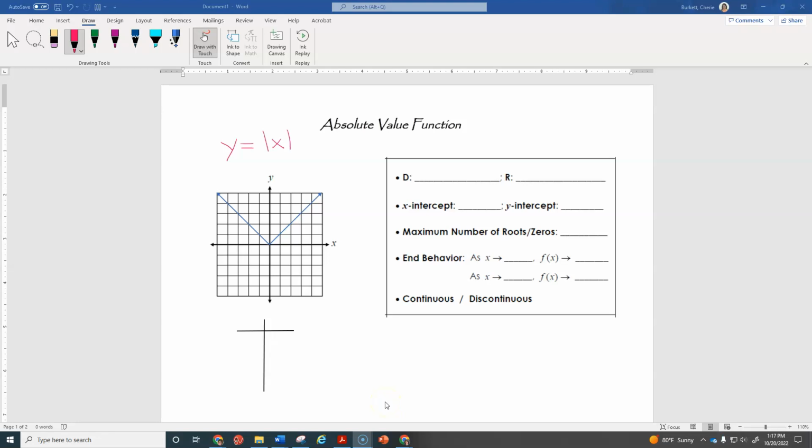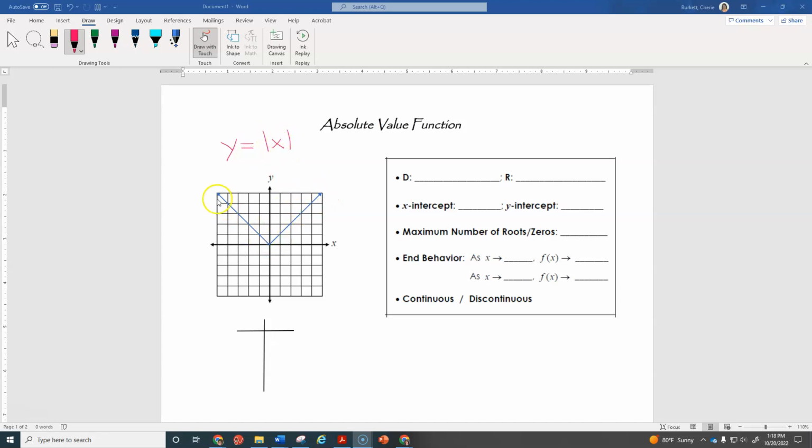We are reviewing these special characteristics about the absolute value function. We learned this way back at the very beginning of the first 6 weeks. We learned the name of the parent functions. The name of this function is the absolute value function. This is the equation, y equals the absolute value of x.